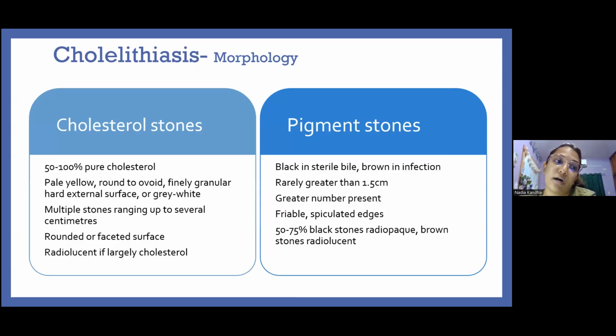Cholesterol stones are 50 to 100% pure cholesterol, can be pale yellow, round to ovoid, with a hard granular external surface, can have multiple stones ranging up to several centimeters with a rounded surface, and are mostly radiolucent, whereas pigment stones can be black or brown, rarely large in size, and a greater number is present, which can be friable with spiculated edges. Most of them are radiopaque, and the brown stones in infection are most likely radiolucent.